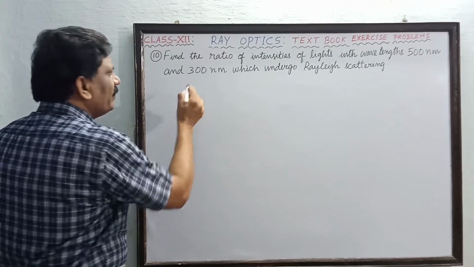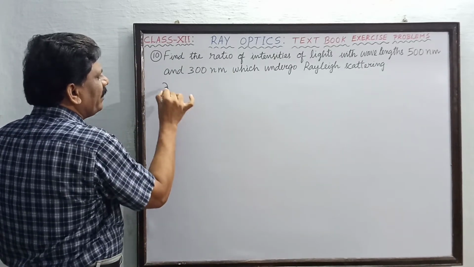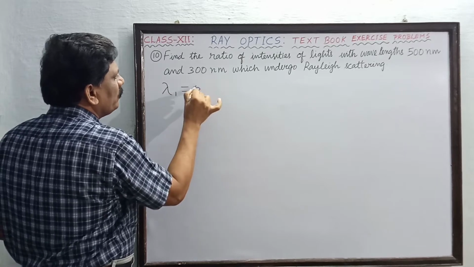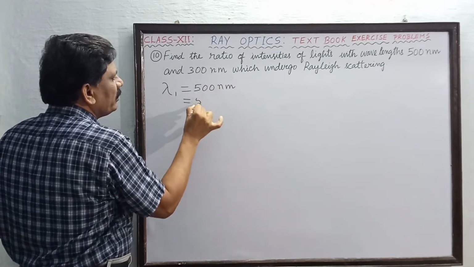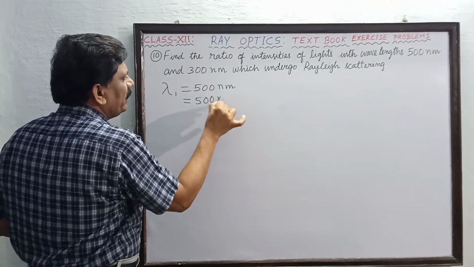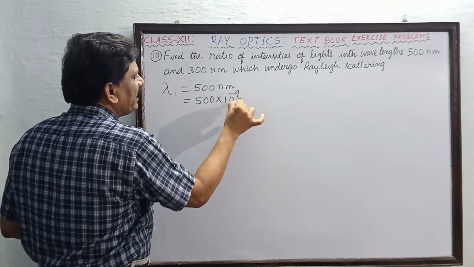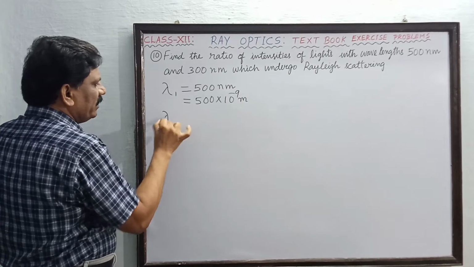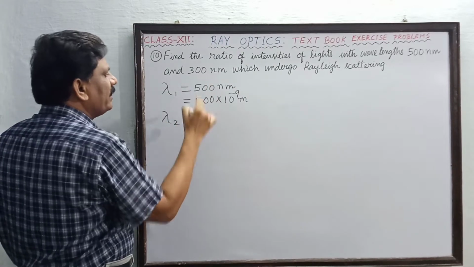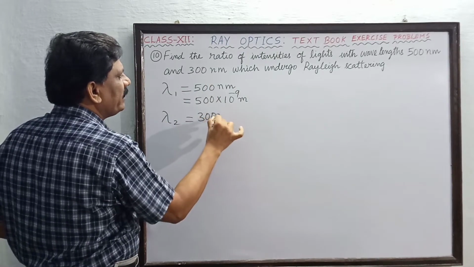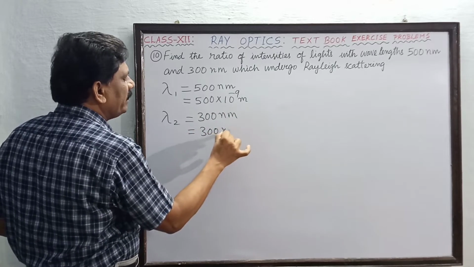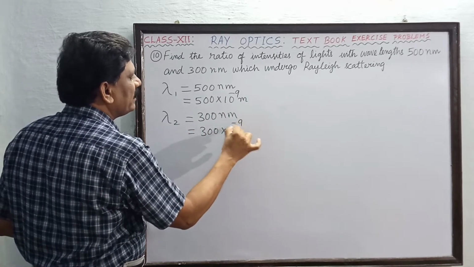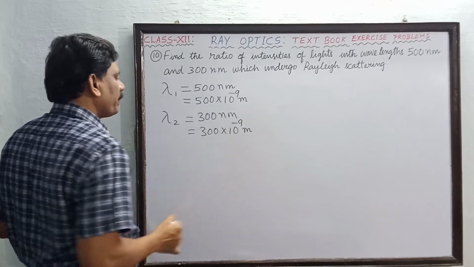So what is the given information? The first one, lambda 1 is equal to 500 nanometer, so this is equal to 500 into 10 power minus 9 meter, and the second wavelength, lambda 2, is 300 nanometer, which is equal to 300 into 10 to the power of minus 9 meter.